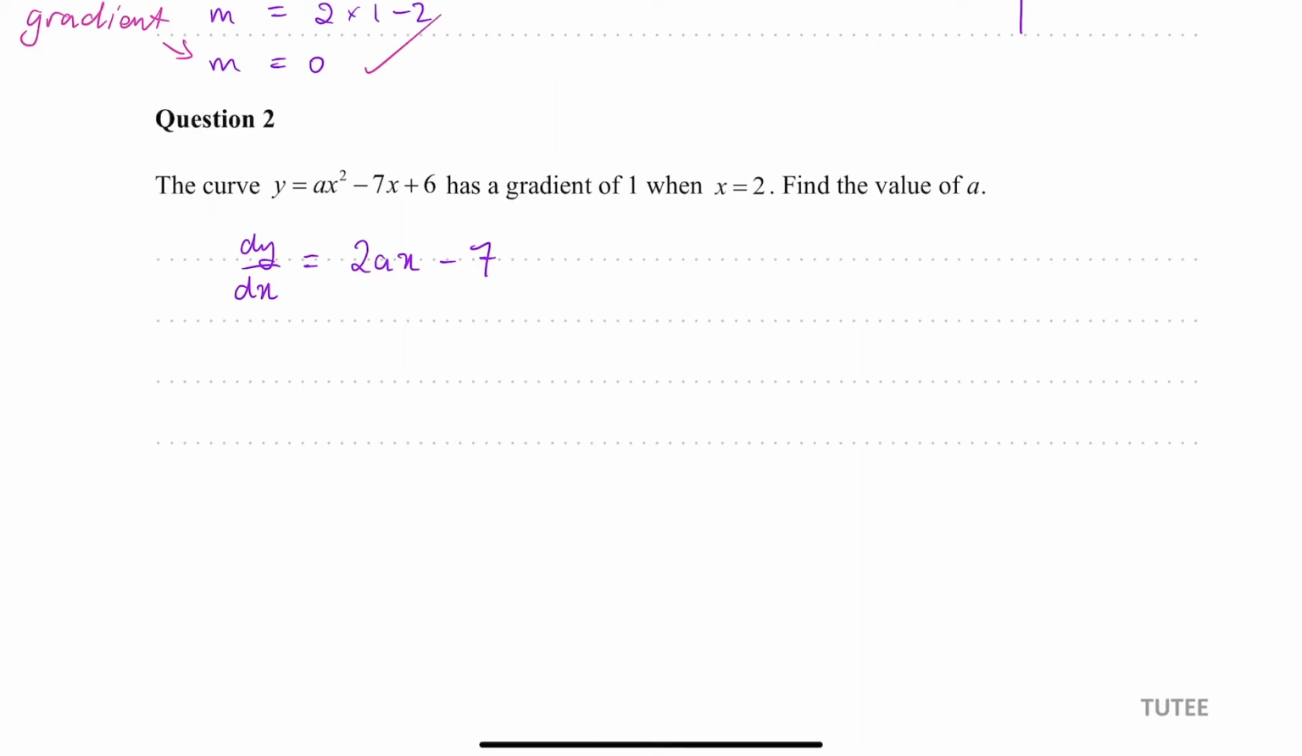And then we can say when x equals 2, m equals 1. m is just the letter I'm going to use for gradient. So we can say 2a times 2 minus 7 equals a gradient of 1. We can sub it into our gradient function. We get 4a minus 7 equals 1. And just do a bit of nice algebra, and then we can find the value of a. Hopefully that is easy enough to find the gradient.